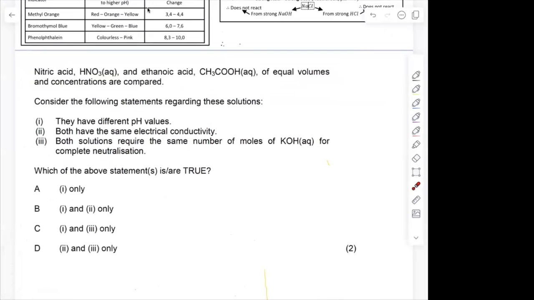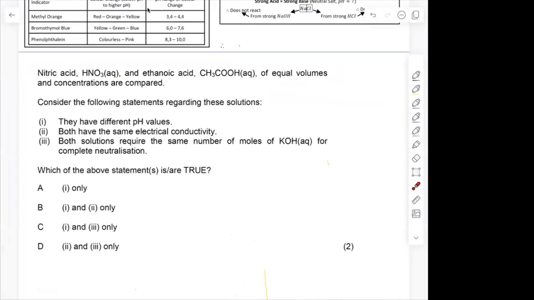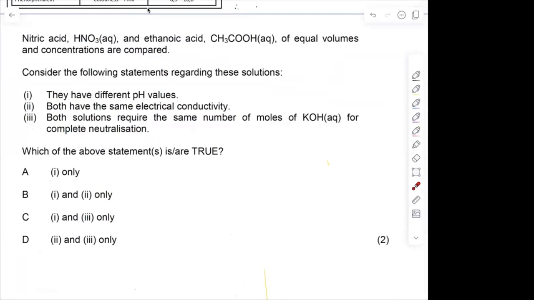So we're going to start off with some multiple choice questions as usual, just to get you guys warmed up, right? And to get a little bit of interaction going. So let's look at the first question in multiple choice. It says the following: nitric acid, which is HNO3, and ethanoic acid, CH3COOH, of equal volumes and concentrations are compared. Now consider the following statements regarding these solutions. Statement number one says they have different pH values. That's statement number one. Statement number two says they both have the same electrical conductivity. That's statement number two.